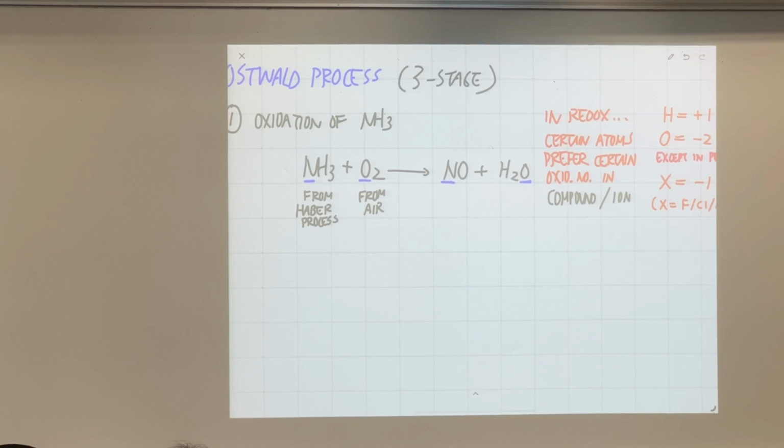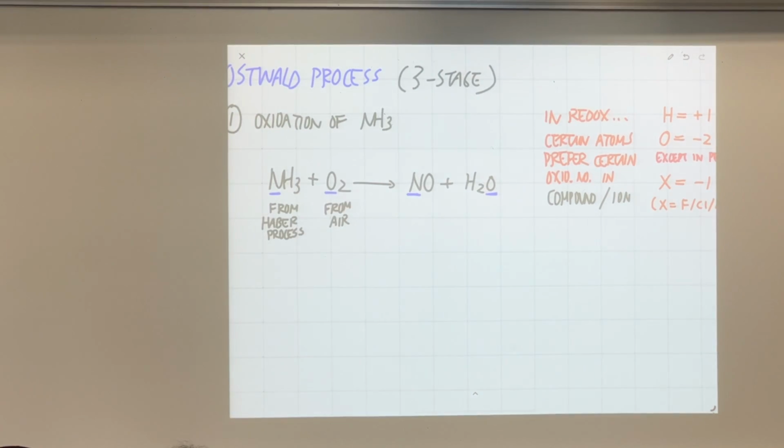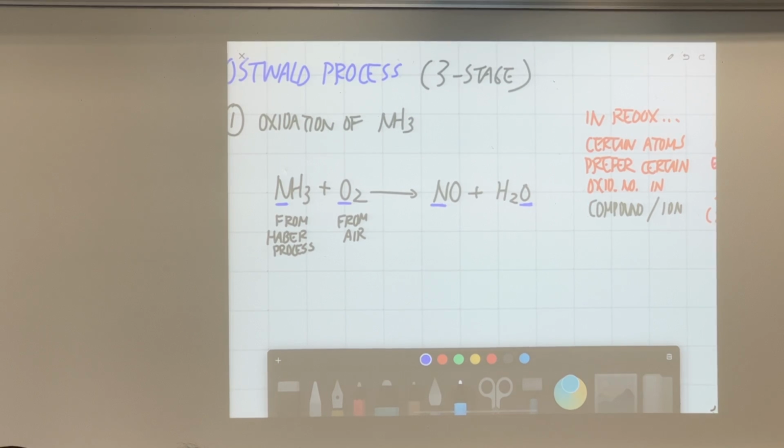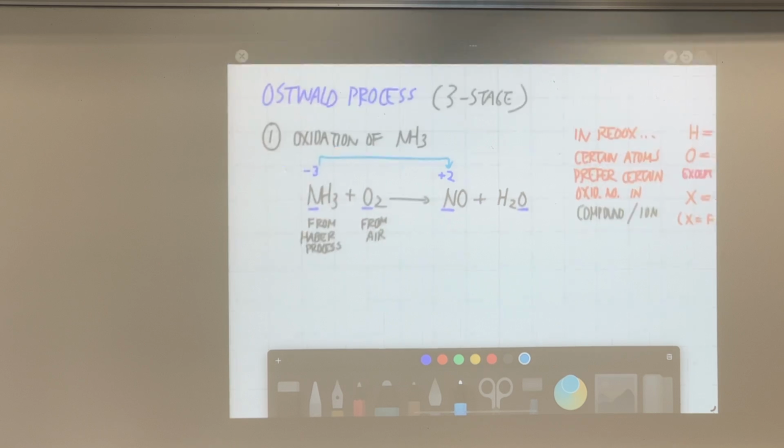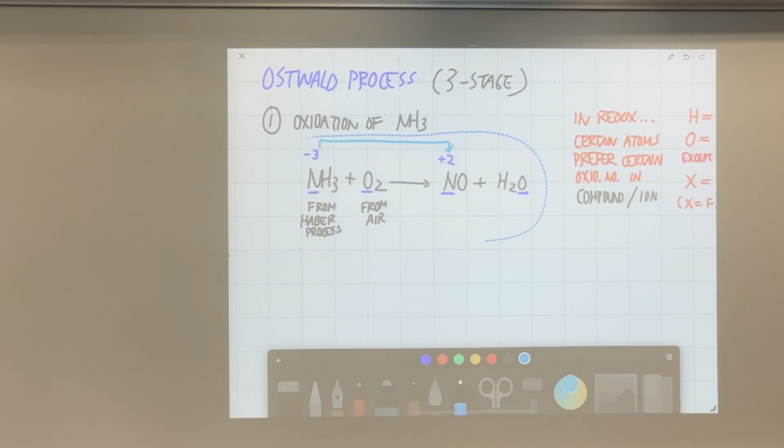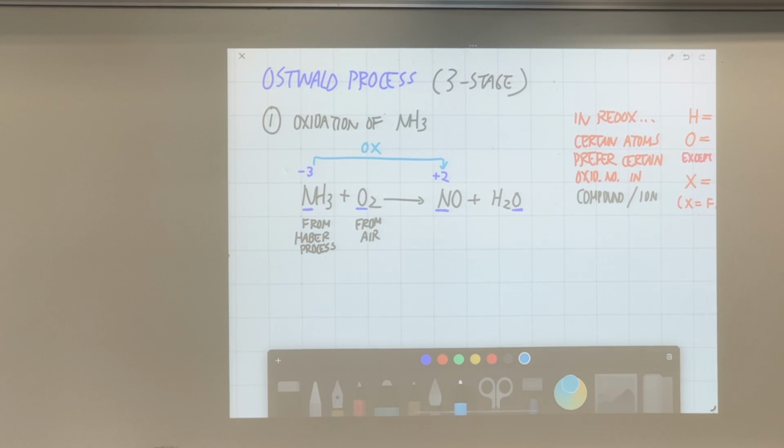Time's up. Which substance is oxidized? Which substance is reduced? And I need an explanation. Oxidized. Why? Oxidation number goes from -3 to +2. Yes. So can you put down ox here? We say NH3 is oxidized. Don't say NO is oxidized. NO is not oxidized. NO is what is produced in the oxidation reaction. So NH3 is oxidized. O2 must be reduced because the oxidation number went down from 0 to -2. So this is reduction.